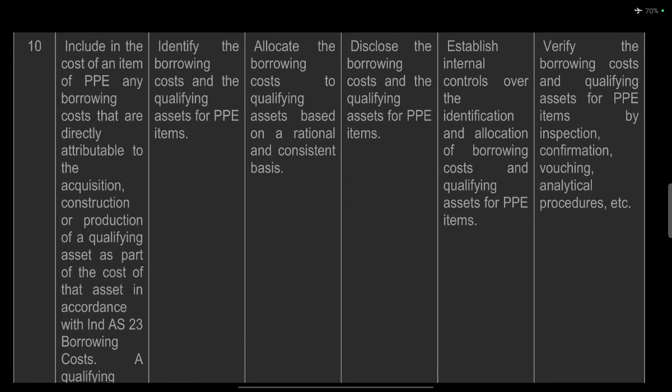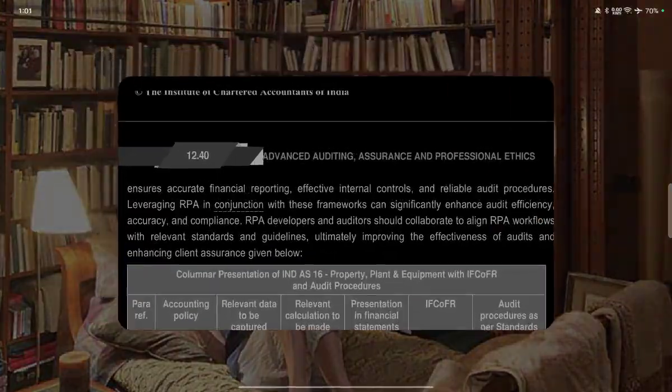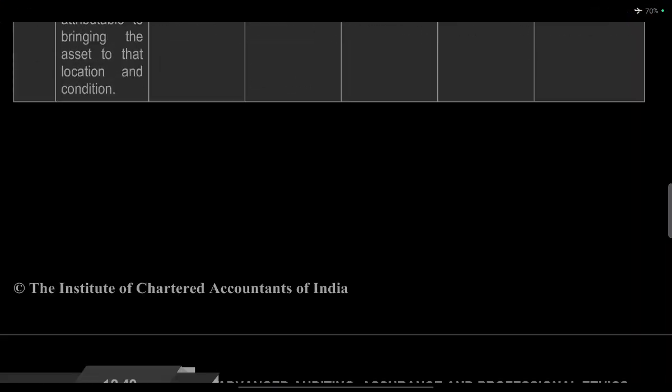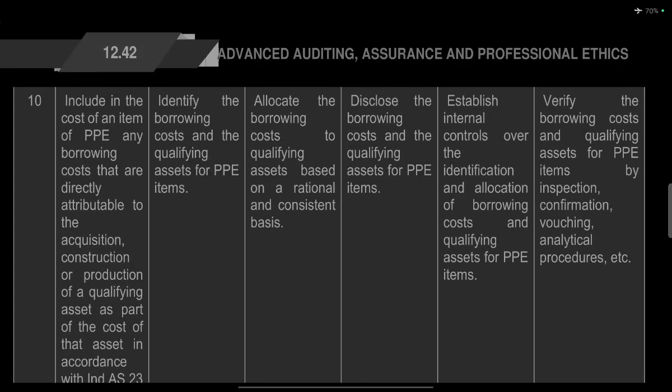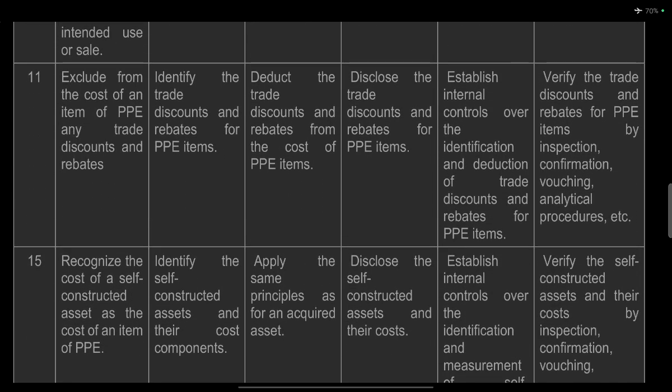Establish internal control over the identification and allocation of borrowing costs and qualifying assets for the PPE items. Auditing procedure as per the standards of auditing: verify the borrowing costs and qualifying assets for the PPE items by inspection, confirmation, vouching, and analytical procedures. Para 11.